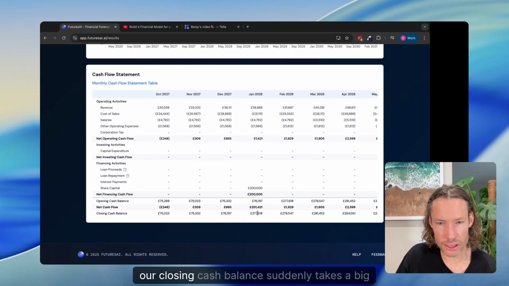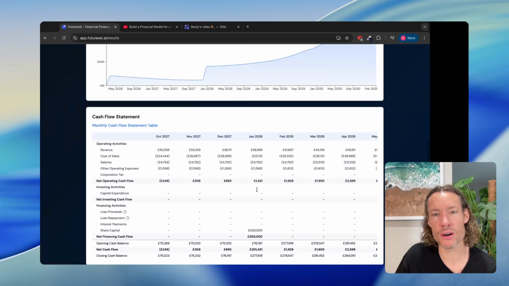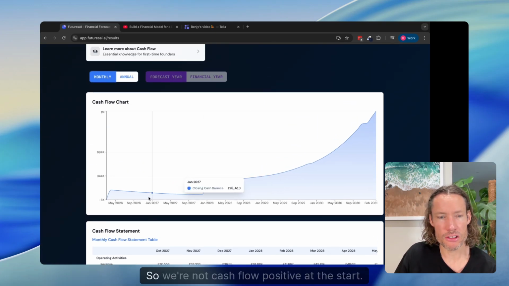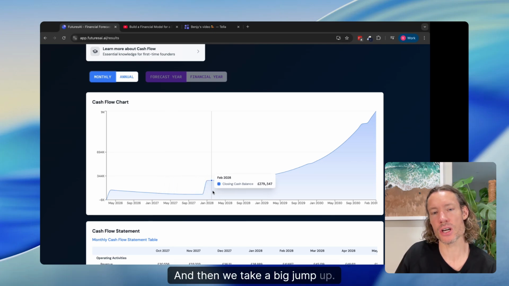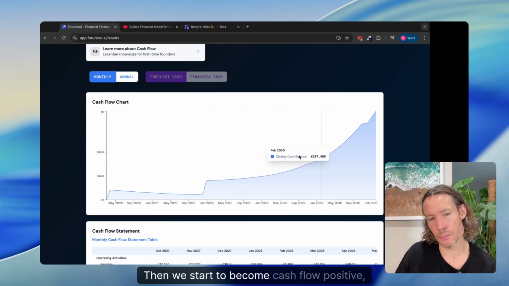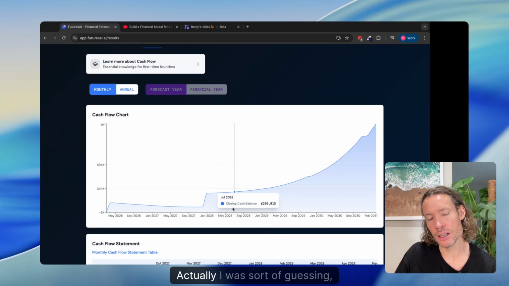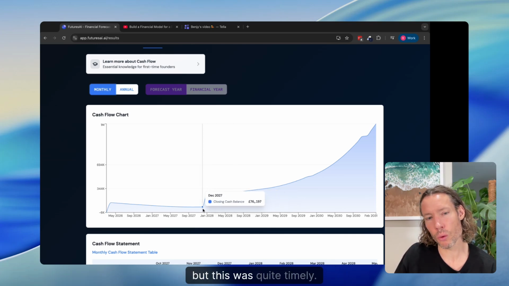So our closing cash balance suddenly takes a big jump. Oh, okay, it's the investment raise, that's why. So we're not cash flow positive at the start. We're steadily running out of money, and then we take a big jump up. Then we start to become cash flow positive, so actually I was sort of guessing, but this was quite timely.